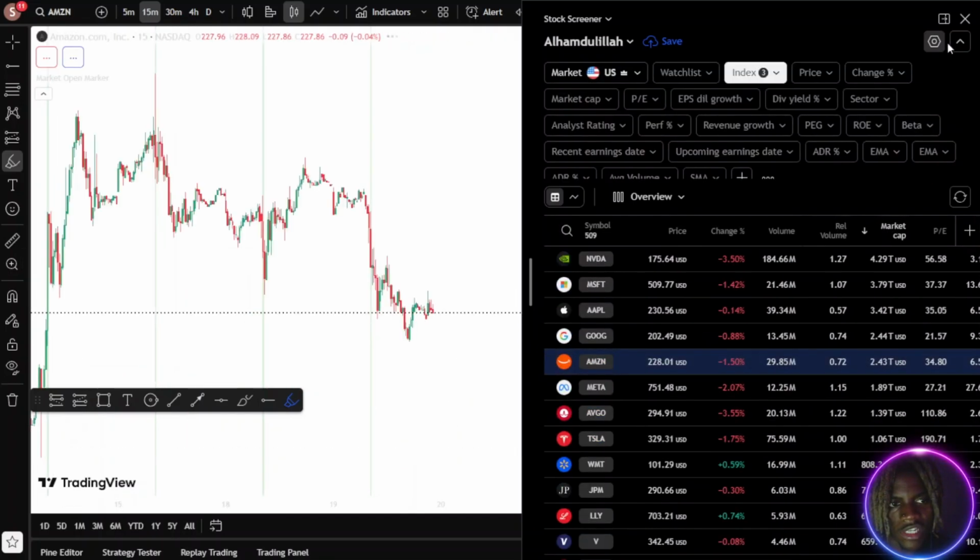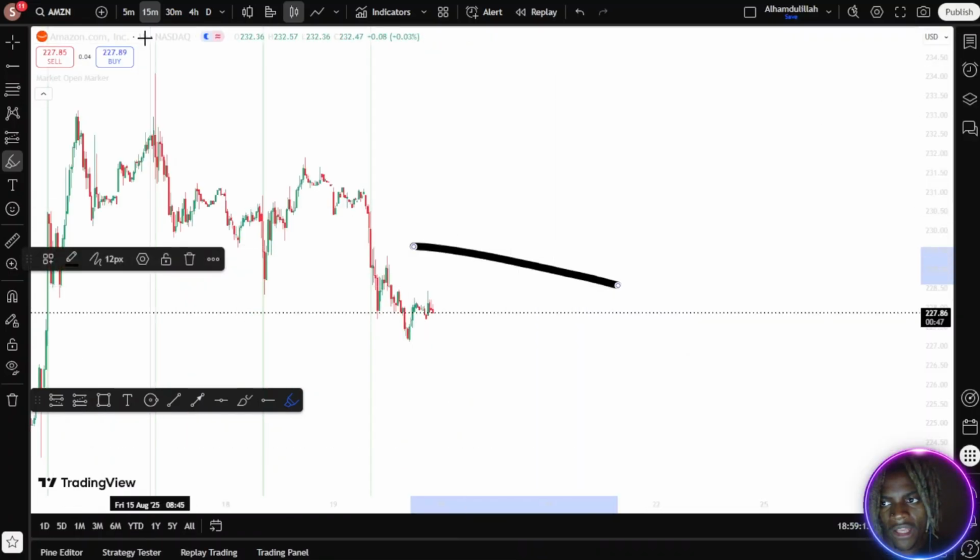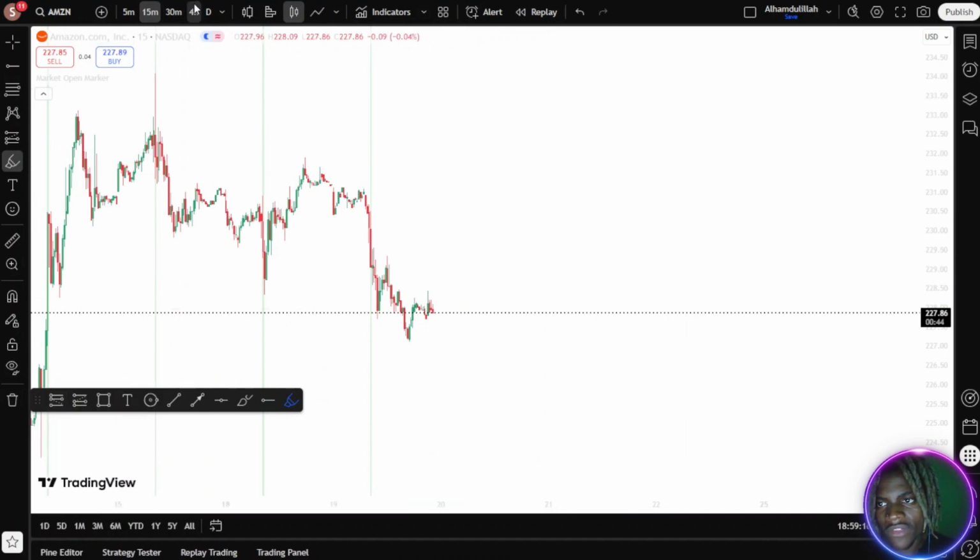So let me show you another example here of stocks being extremely easy. I like to be on my 15-minute time frame here, okay?